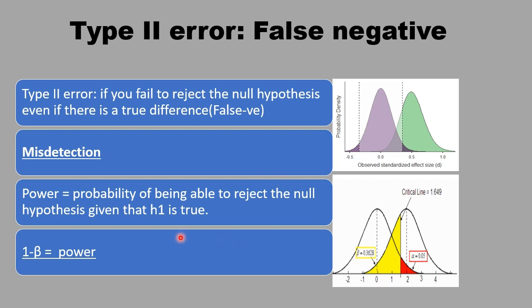By definition, the power of the study is the ability to avoid this type 2 error. So it's the remaining part of the curve. If this area of the curve, the yellow part of the curve, is beta, then the power of the study is 1 minus beta. This is the whole distribution of the green distribution minus beta. The remaining part of the curve is termed the power of the study. And the more power you have, the less type 2 error you would get.